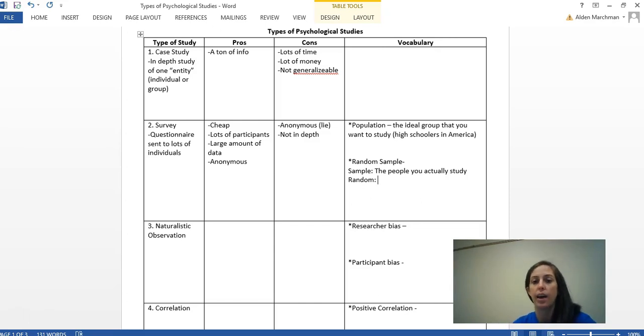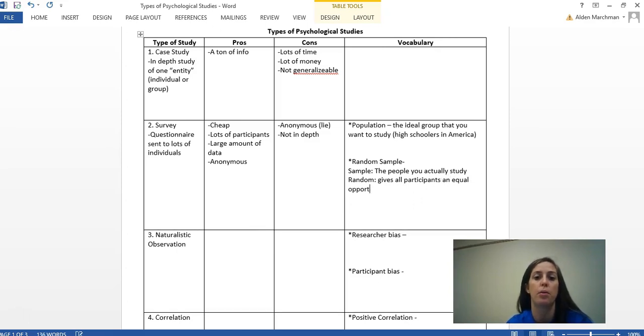Okay? So let's say I want to do Georgia. Let's say America. Okay, high schoolers in America. If I decide to pick 1,000, all right, and I only do ones in New York and New Jersey, that's not going to be an accurate representation of America. So I have to get a random sample. And a random sample, all right, ready? Gives all participants an equal opportunity of being represented.